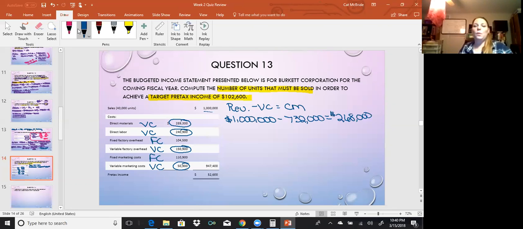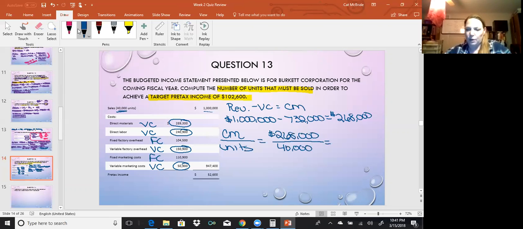Yes. Okay, we want to figure out our contribution margin per unit. So we're going to say, all right, here's our contribution margin divided by the number of units. So our contribution margin is 268,000, and our number of units that we sold is 40,000 units. So our contribution margin per unit is $6.70.